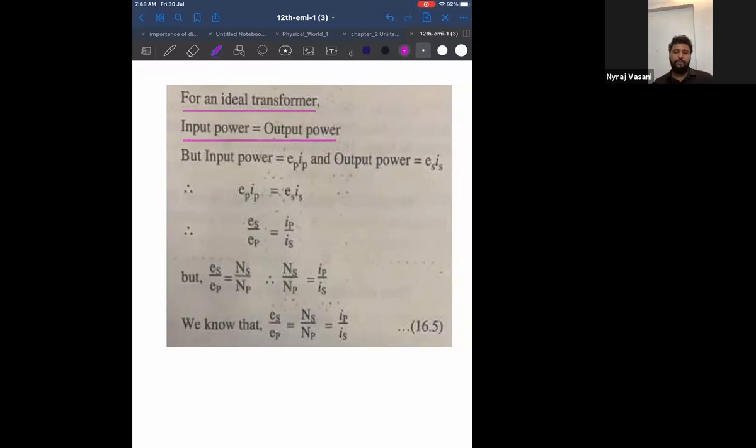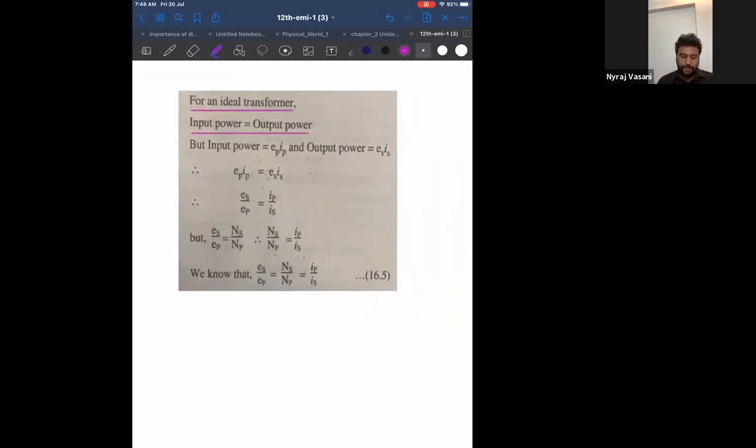Now, what is the formula for input power and what is the formula for output power? For that, we need to go to 11th standard. Remember in current electricity, what was the formula for power? Voltage into current. Do you remember? P equal to VI. The basic formula for power in an electrical circuit is voltage into current, that is E into I.